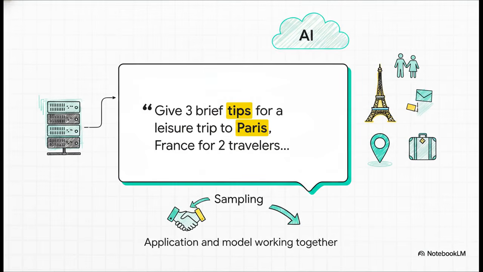Now this is clever. The application itself, the code, it doesn't know anything about travel tips. But it does know that the large language model is fantastic at creative writing. So it uses a feature called sampling to hand off the creative part, asking the model to come up with some personalized tips. This is where the structured app and the creative AI work together in perfect harmony.